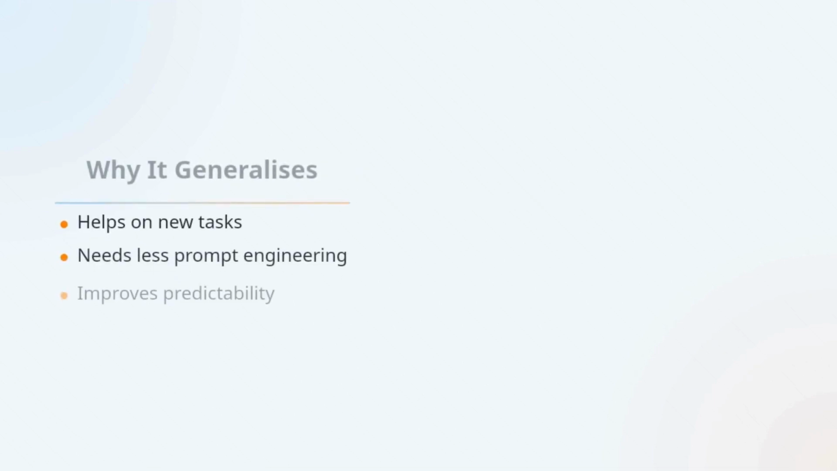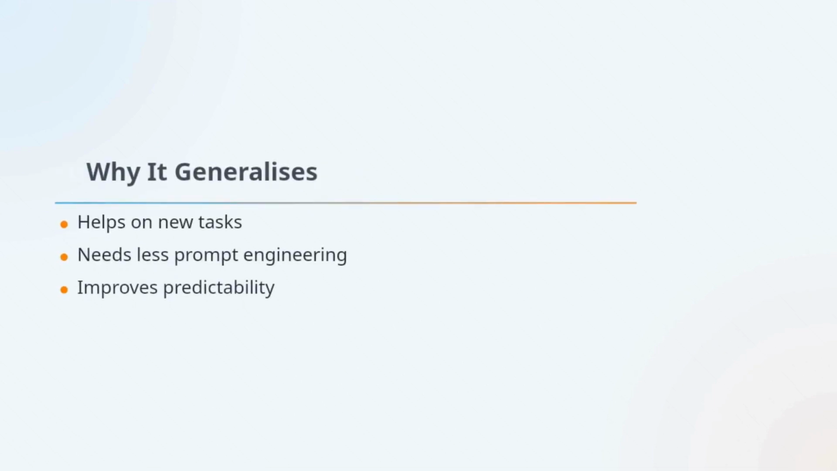One of the biggest benefits of instruction tuning is generalization. When trained on many varied instruction-following tasks, the model often becomes better even on unseen tasks. It also reduces the need for long prompt engineering or many few-shot examples, because the model has already learned the pattern of following instructions.